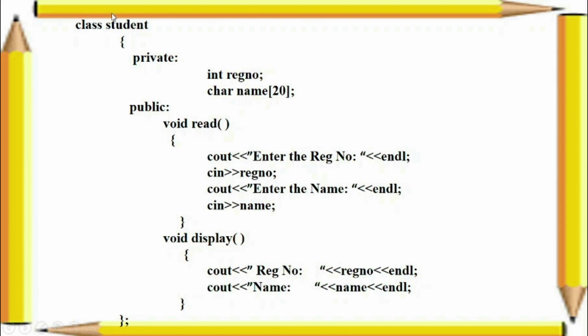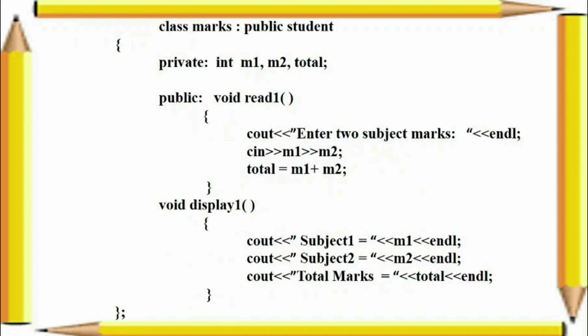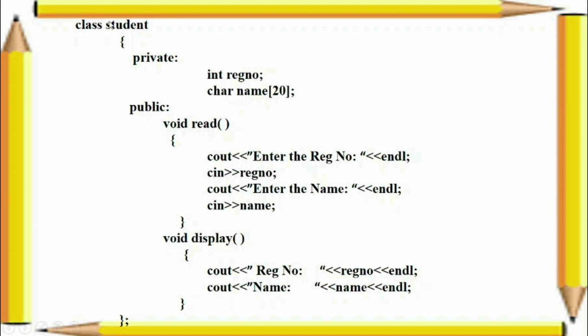So this is the base class. From this base class only we are going to derive a new class. That new class is named marks. This is the new class. That means this is the derived class which is derived from the base class student.